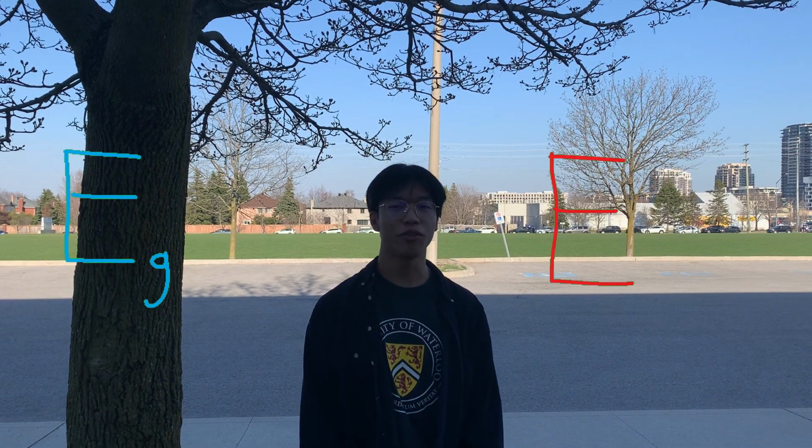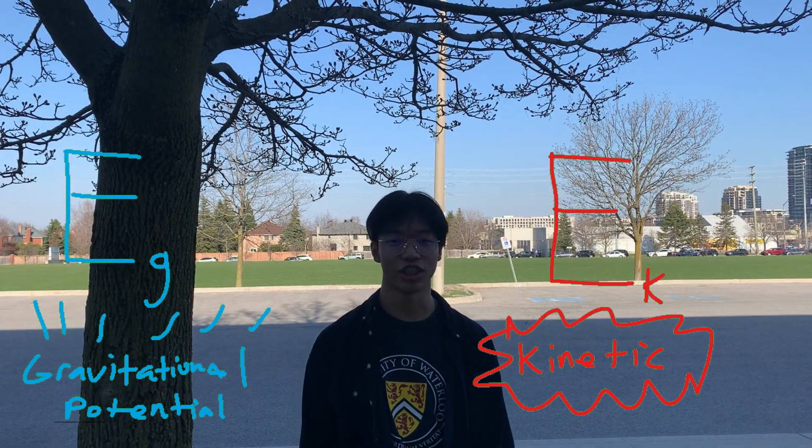Energy, which is measured in joules, comes in many forms. This can come in gravitational, kinetic, potential, thermal, electrical, just to name a few. But today, we'll mainly be focusing on kinetic and gravitational energy.